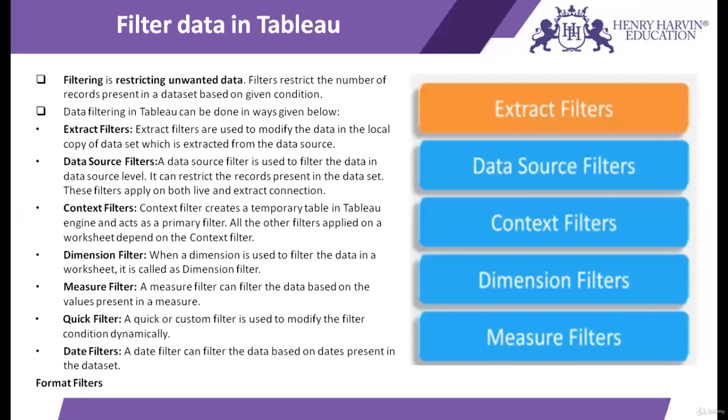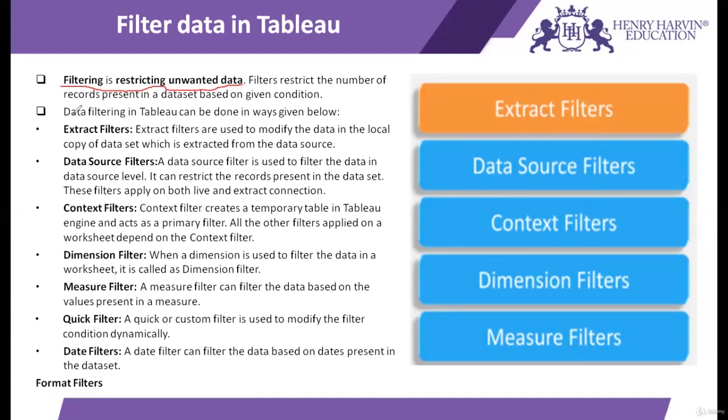Hi all. Today we are going to discuss various kinds of filters available in Tableau. So as you know, filters are basically used to filter out the data. Like if we have a bunch of data and we wish to see only a specific number of records based on some conditions, then for that we use a filter. So basically filters are used to restrict unwanted data.